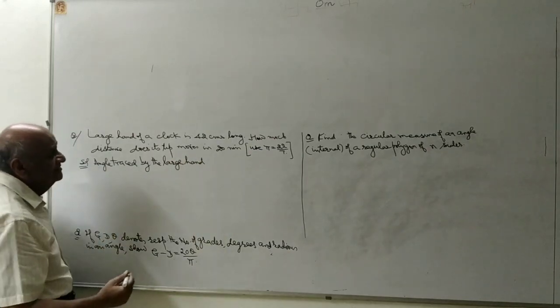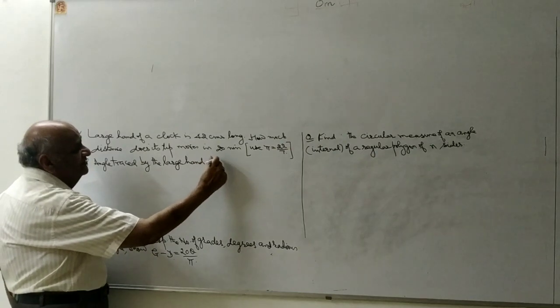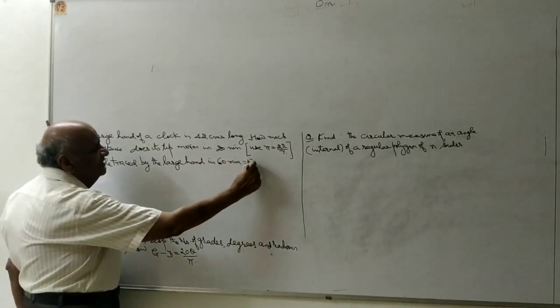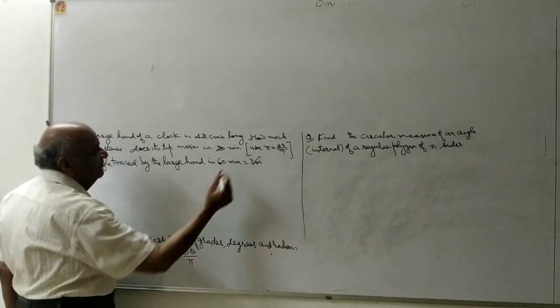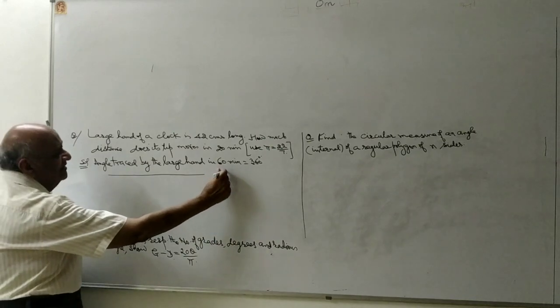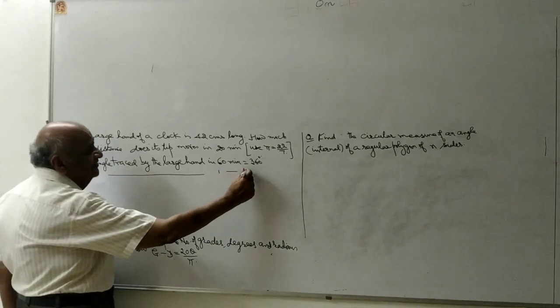Angle traced by the large hand in 60 minutes is equal to 360 degrees. Therefore, the angle traced by the large hand in 1 minute is 6 degrees.